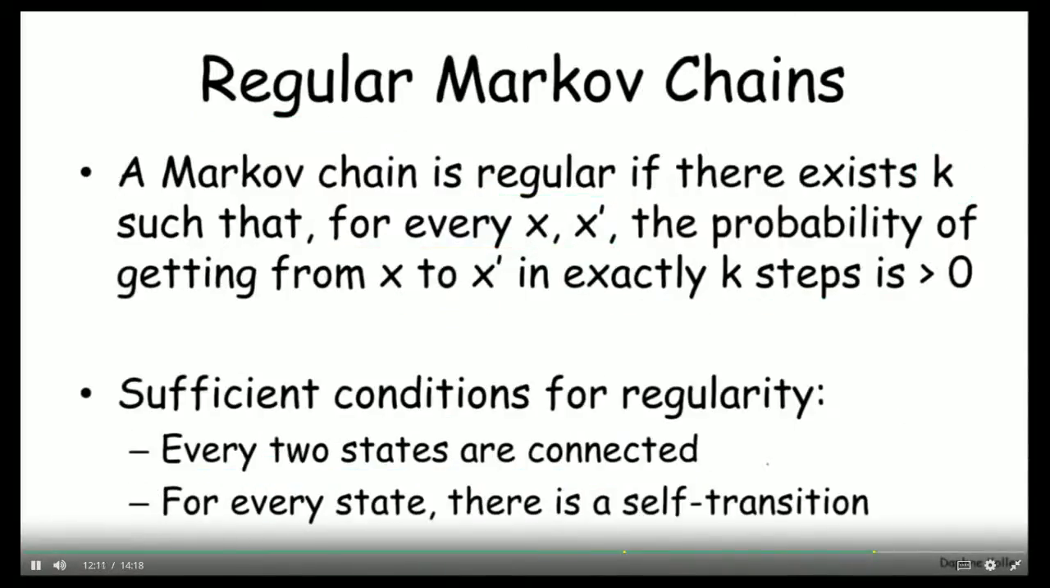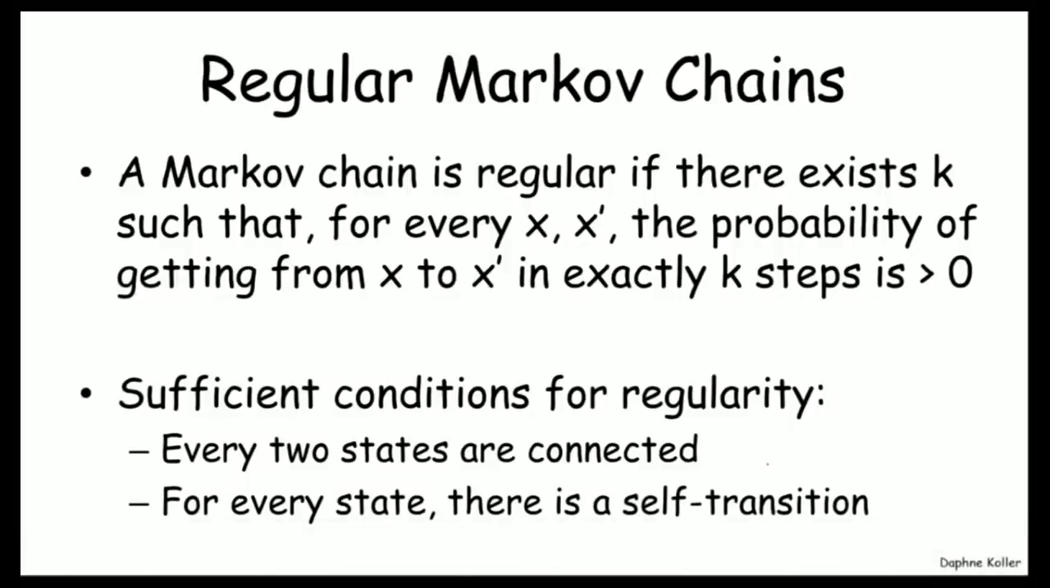Now, what are some sufficient conditions for regularity? Because this one is a little bit hard to check. And so one sufficient condition for regularity that people often use in practice is first, that every pair of states, x and x prime, need to be connected with a path with probability greater than 0. Second, for every state, there is a self-transition. So you can always transition from a state to itself.